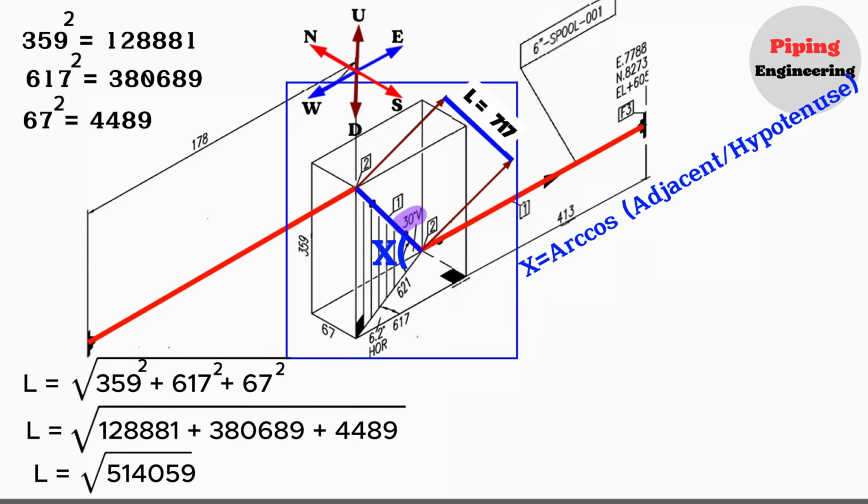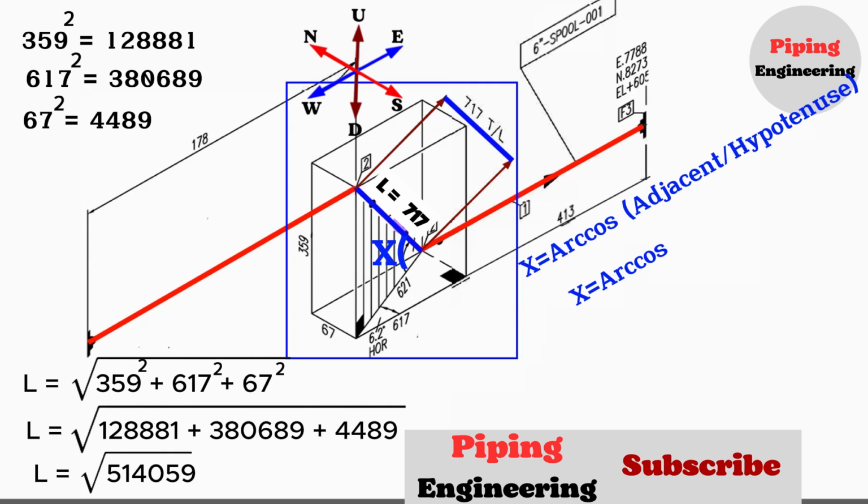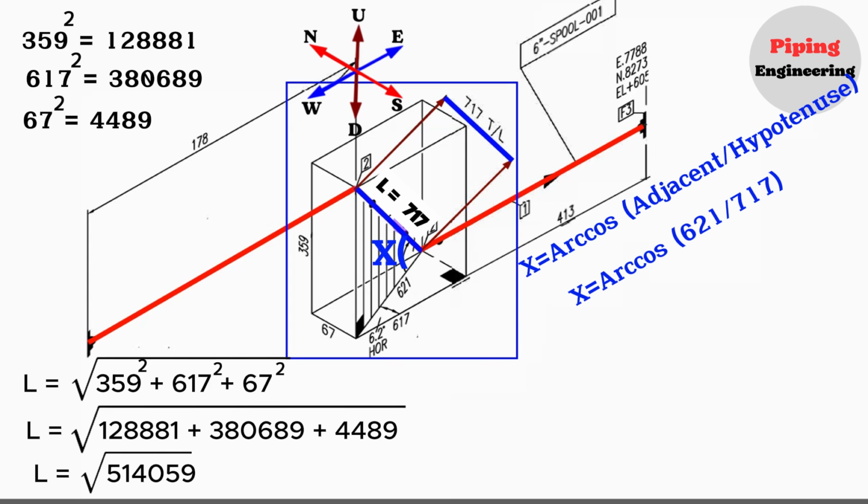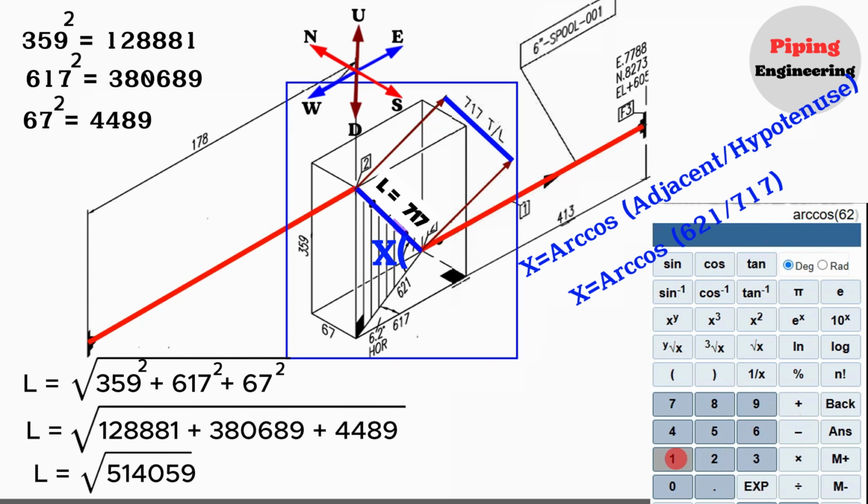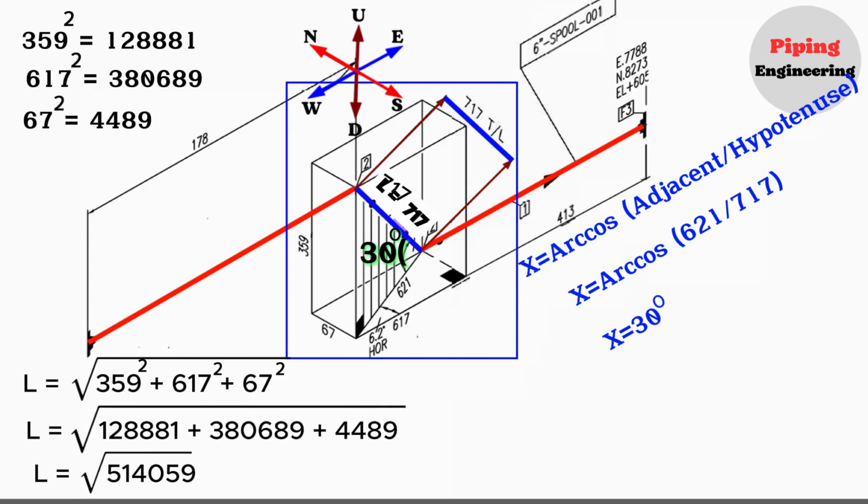dashed lines, the adjacent side is shown as 621 millimeters, and the hypotenuse is shown as 717 millimeters. We substitute the dimensions from the isometric drawing into the formula and proceed with the calculation. The angle x will be equal to the arccosine of 621 divided by 717. Using a scientific calculator, we find that the arccosine of 621 divided by 717 is approximately 30 degrees. So, in this production isometric drawing, the 30-degree elbow size is correct.